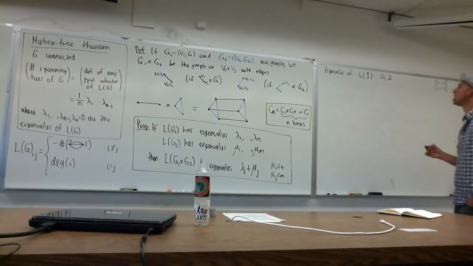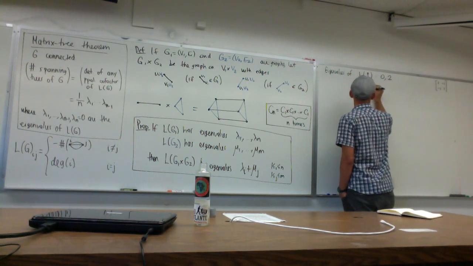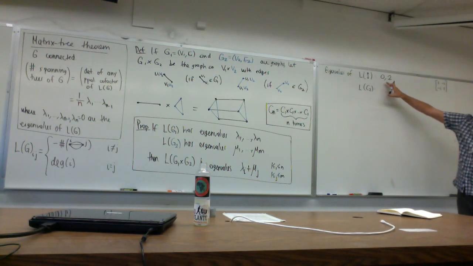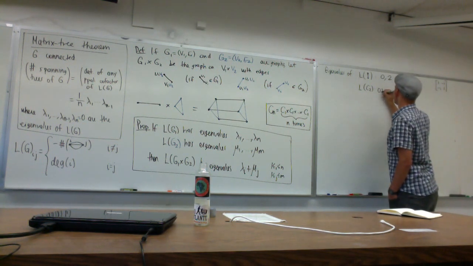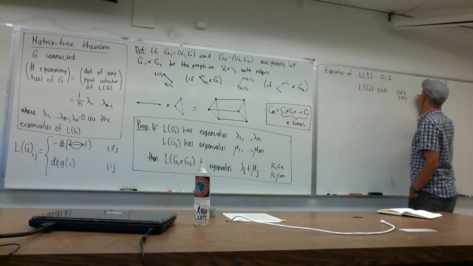Okay? So what are the eigenvalues of C2? Well, given that C2 is C1 times C1, what I'm supposed to do is add one of these to one of these in every possible way. Right? So 0 plus 0, 0 plus 2, 2 plus 0, or 2 plus 2.